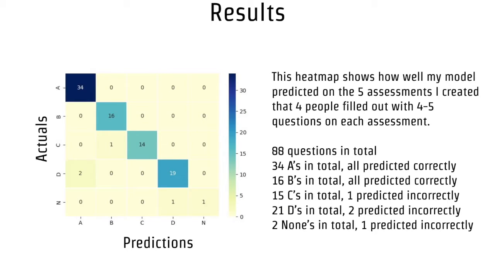Here, I made a heat map that shows how well my model did against 4 people taking 5 assessments. In total, there were 88 questions. All the A's were predicted correctly, all the B's were predicted correctly, all the C's were predicted correctly except 1, all the D's were predicted correctly except 2, and there were 2 none, and 1 was predicted incorrectly. Here's the heat map. This tallies up to a 96% accuracy.